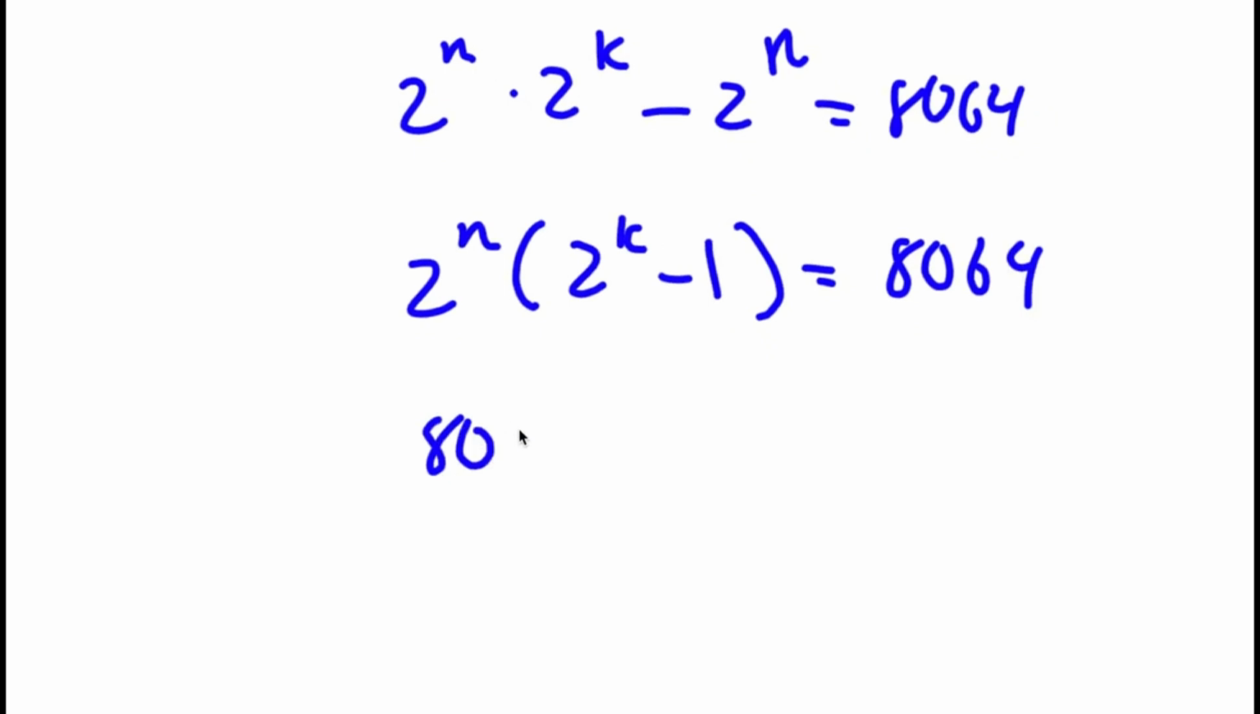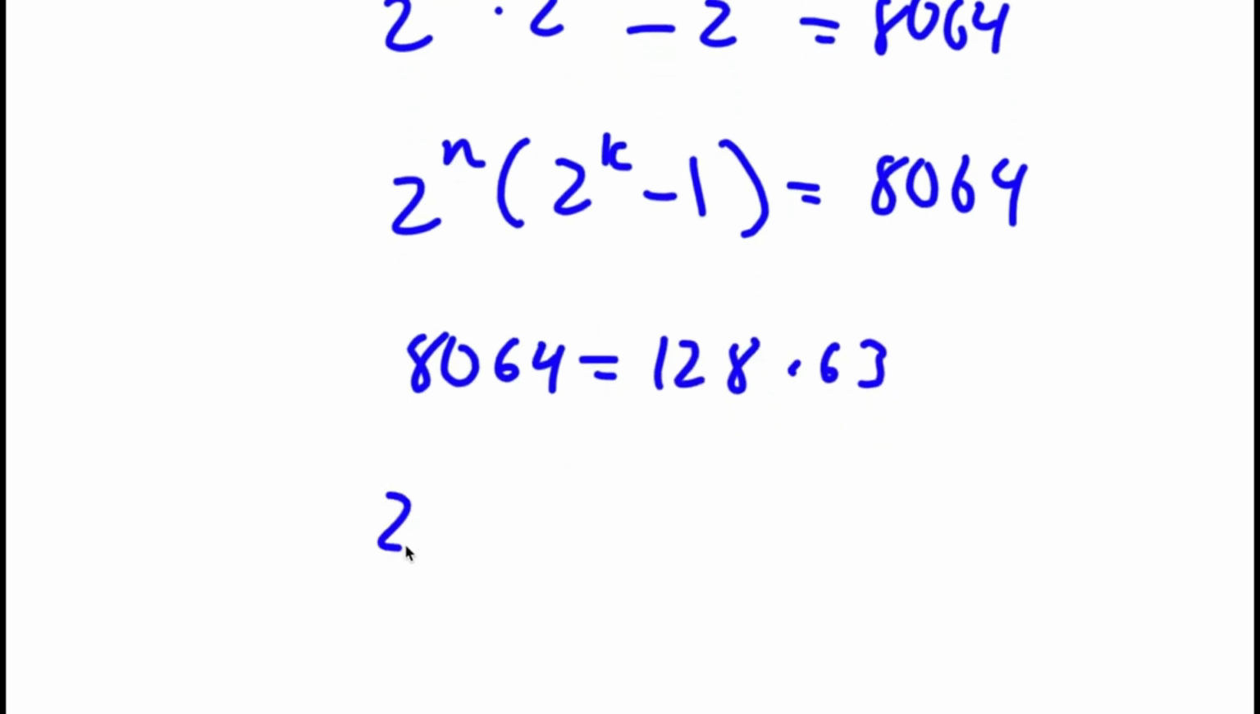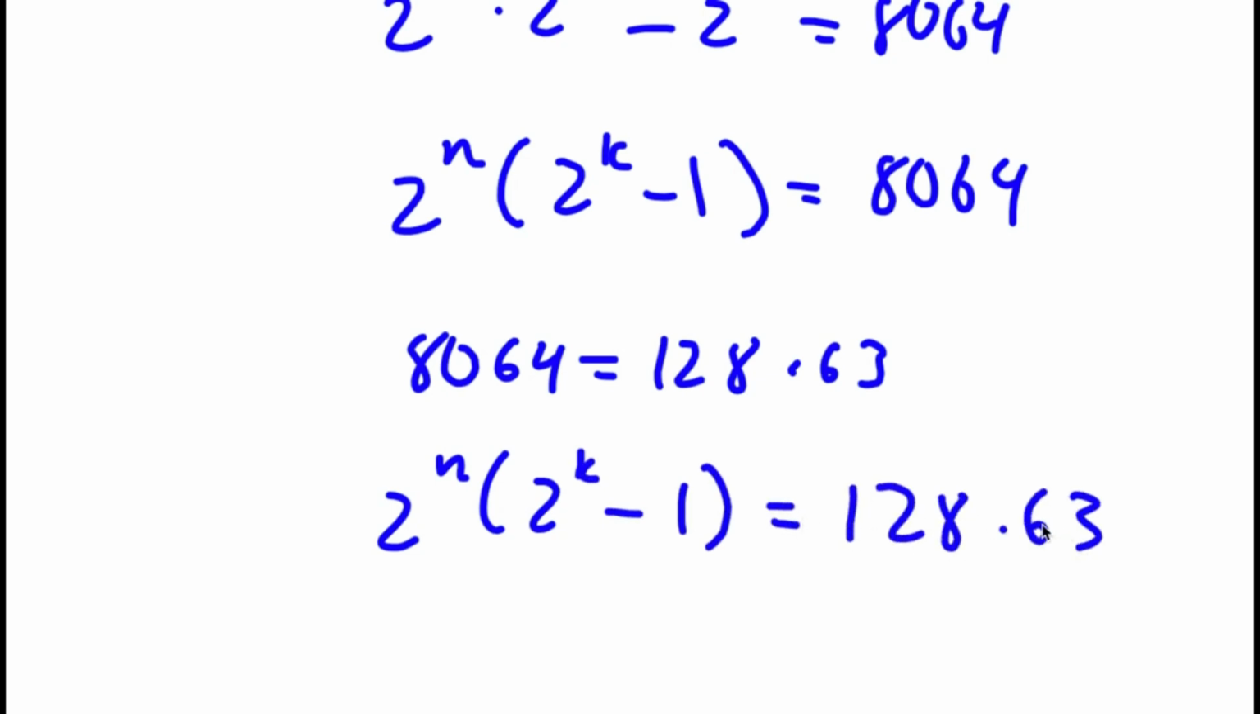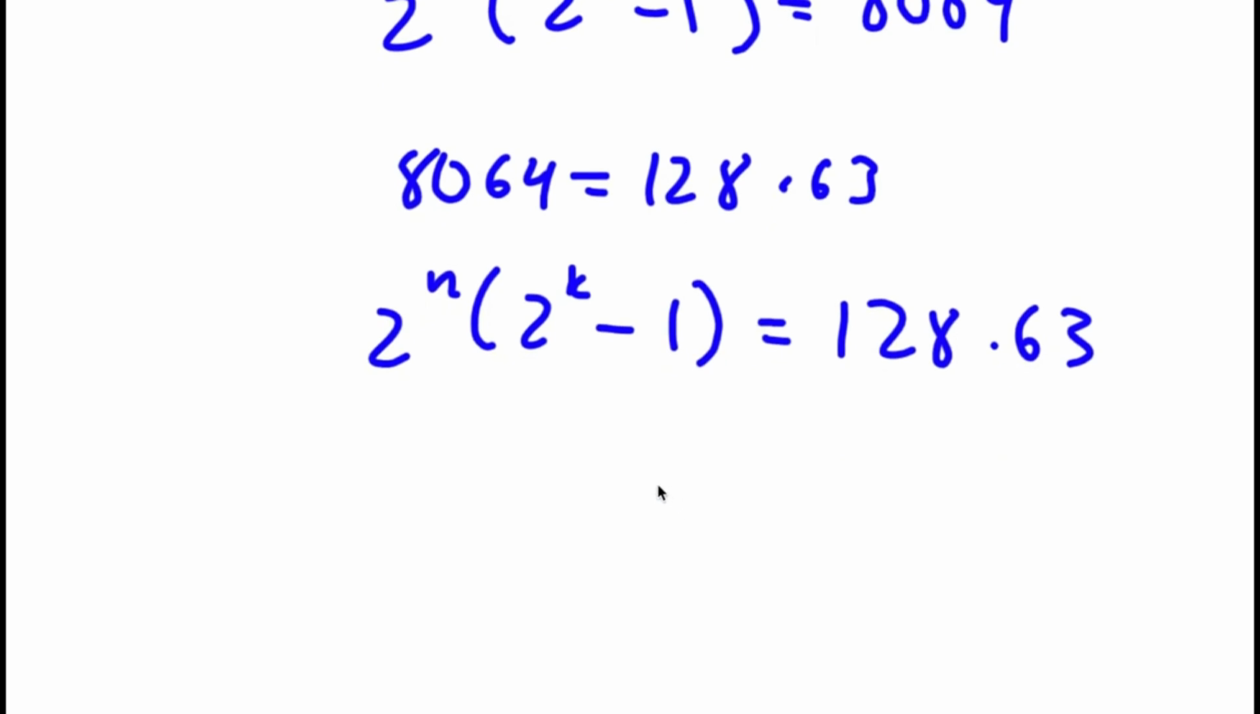And 8064, this is simply equal to 128 times 63. So I have 2 to the power of n times 2 to the power of k minus 1 is equal to 128 times 63. Now notice I have 2 to the power of n, that's going to be an even number, and 2 to the power of k minus 1, that's going to be an odd number, because 2 to the power of k is going to be even, and an even number minus 1 is going to be odd. And 128, this is even, and 63, this is odd.